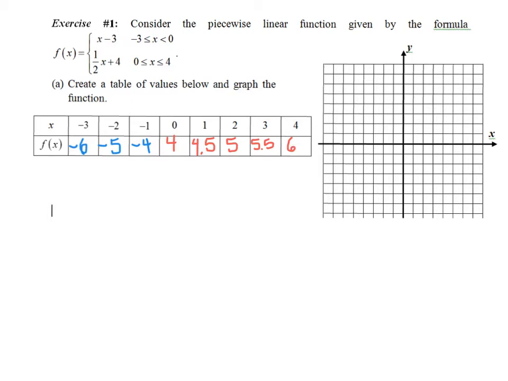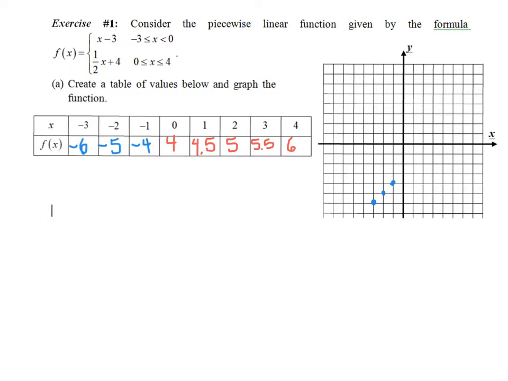Now, when we go to put these points on our graph, again I'm going to switch back to blue for the first half of the function. So when the input was negative 3, the output was negative 6, so I'm going to count 6 down and put my first point right here. Negative 2, negative 5 would be right here. Negative 1, negative 4 would be right here.